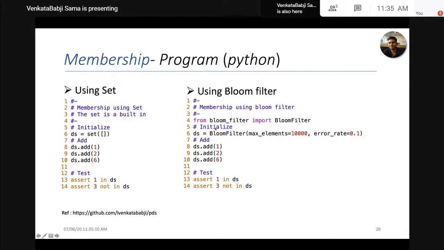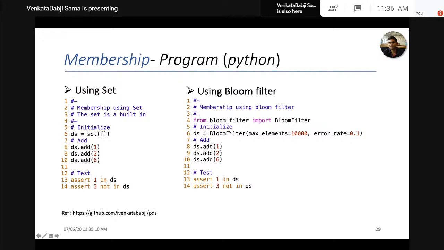Of course, what is under the hood of this Bloom filter might be slightly complicated, and that's true even for a set, right? The hashing functions, all that magic happens inside this, but from an interface design point of view, it looks no different from a simple set. Here we initialize the set, we are adding, and we are testing whether one is in DS, three is not in DS, right? We know it is supposed to succeed because one was added here, and here we are saying that 3 is not in DS. Yes, it will say that.